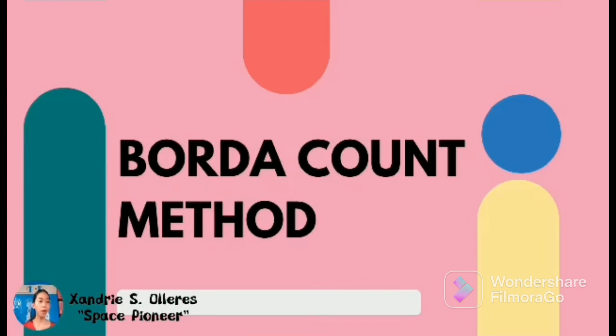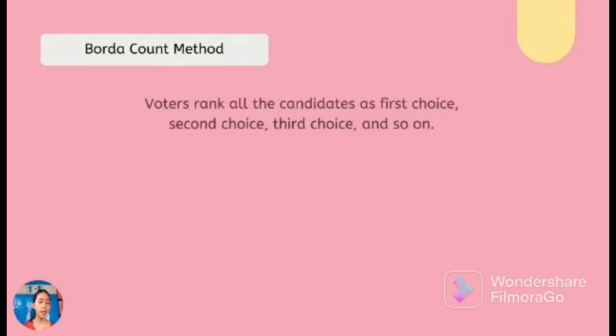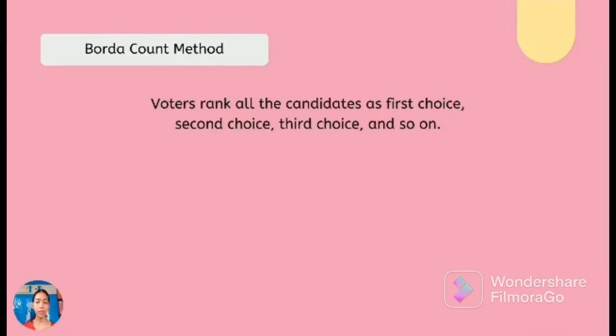Good day, everyone. Welcome to our lesson on the Borda count method of voting. Borda count is a voting method named after Jean-Charles de Borda, who developed the system in 1770. In this method, voters rank all the candidates as first choice, second choice, third choice, and so on.